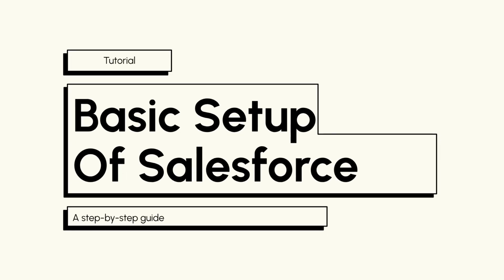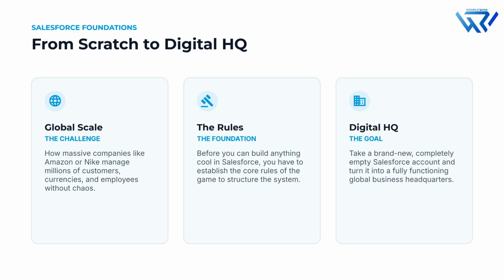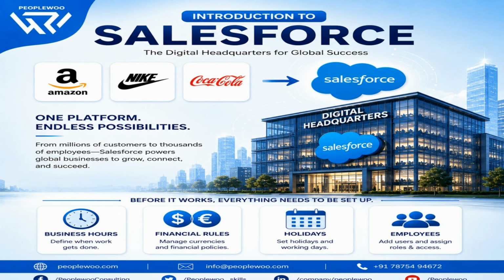Have you ever wondered how global companies like Amazon, Nike, or Coca Cola manage millions of customers, process payments in different currencies, and support thousands of employees across the world without everything falling into chaos? The answer is Salesforce. But before you can build automations, create reports, or manage customer relationships, you first need to configure the foundation of your Salesforce organization.